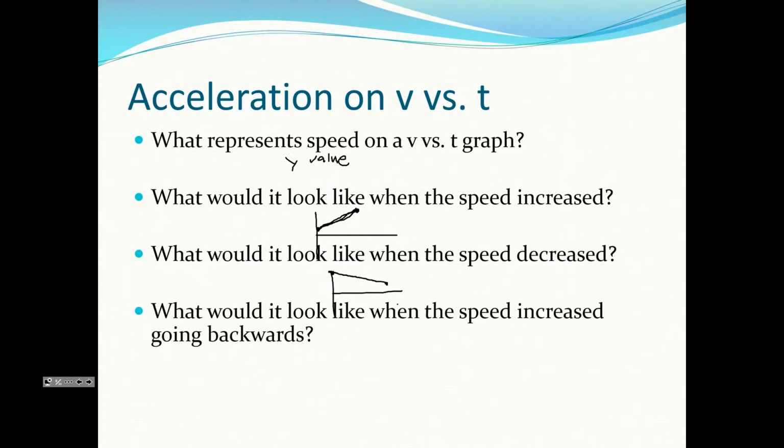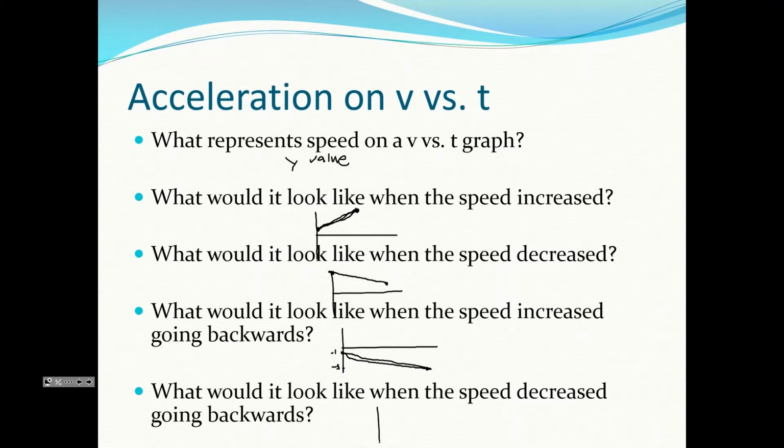What about if I'm going backwards? Well, what does going backwards look like on a velocity time graph? Well, that means I'm under here, right? So if I want to increase my speed, here is a speed of like -1. Here's -5. So I'm going from 1 to 5. That's my speed increasing on a velocity time graph.